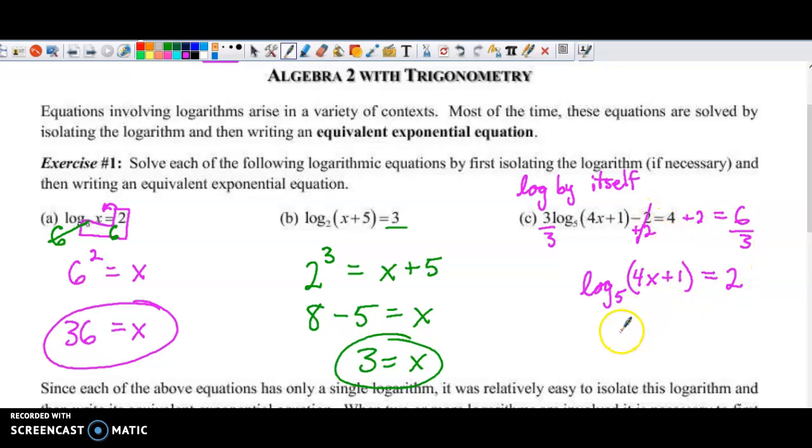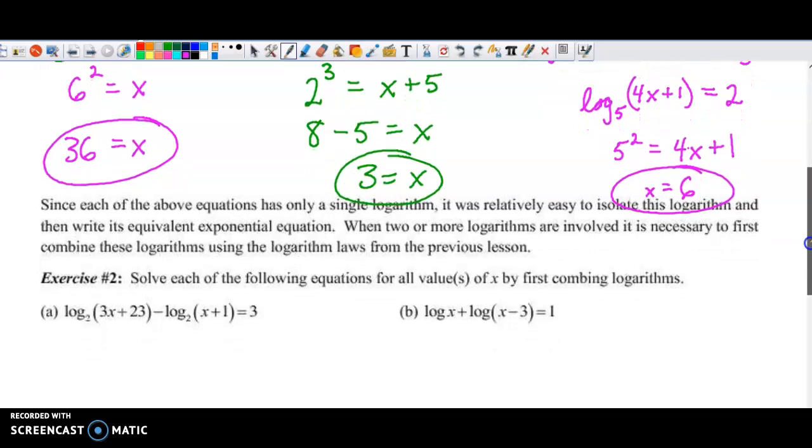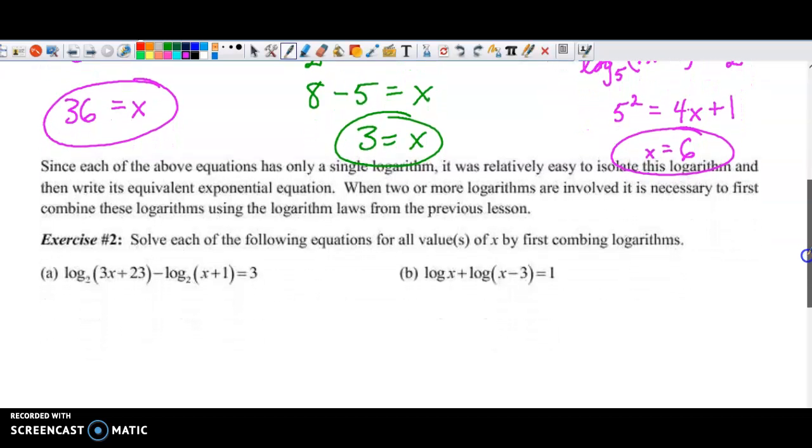So at this point, I can change it to exponential form. 5 to the second power is equal to 4x plus 1, and I'm running out of room, but hopefully you can pick up on this, that 5 squared is 25, subtract the 1 over is 24, divide by 4, because it's a multiplication problem, to see that x equals 6. So hopefully I have plenty of room as I go on from here.